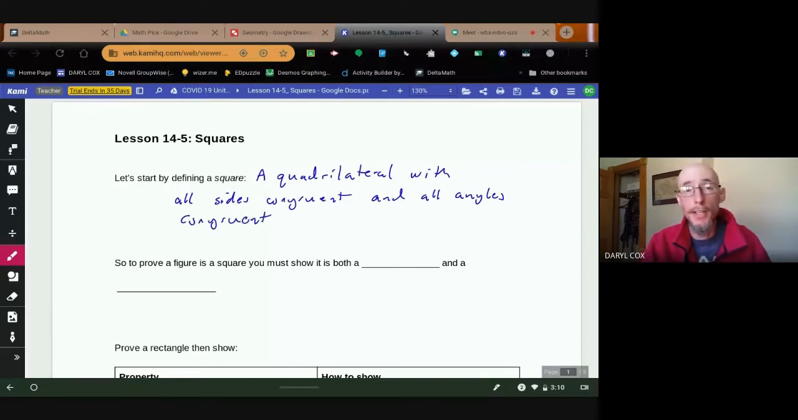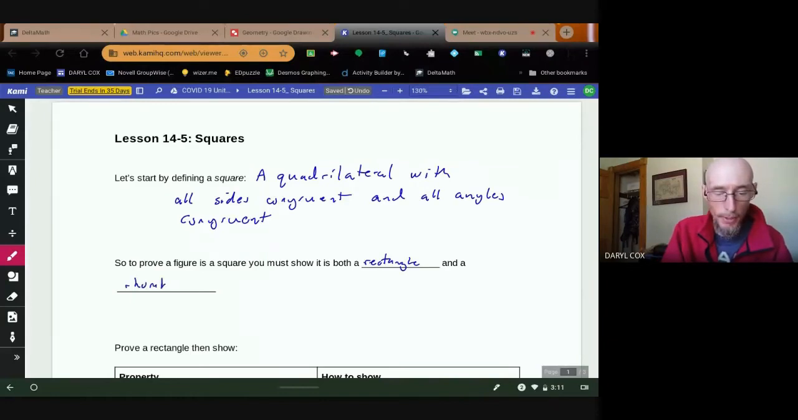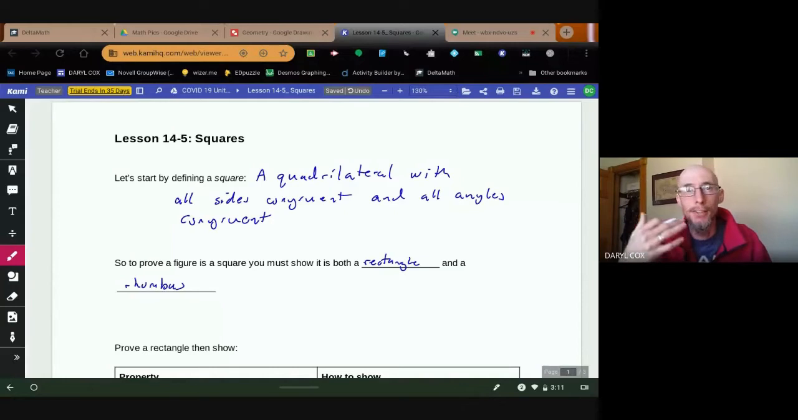Now, there's other ways you could say that. You could say it's a quadrilateral that's equilateral and equiangular. You could say it's a regular quadrilateral. You could say that it is a quadrilateral that is both a rectangle and a rhombus, because the rectangle is equiangular and the rhombus is equilateral. So that's what makes the square the most work, because you actually have to show both of those. You have to prove it's a rectangle and prove it's a rhombus. Since we've already done both of these, it shouldn't be too hard to do.